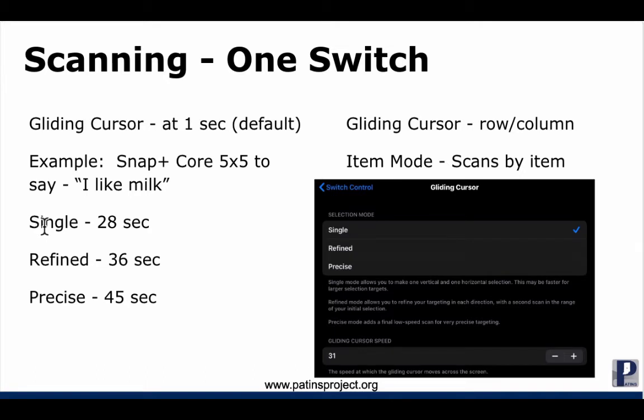Single is definitely quicker. I typed this sentence on the AAC app Snap Plus Core. Took me 28 seconds. Using the refined mode took 36, and precise was 45 seconds. So each of those adds more layers of pinpoint accuracy in scanning. Some students may need that pinpoint accuracy depending on how small of items are on the screen, and sometimes you may need just the single and to be quicker.